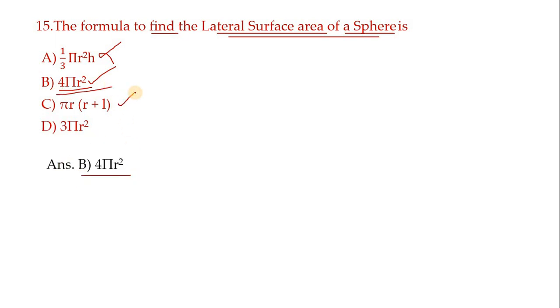And pi r into r plus l is the surface area of the cone, and 3 pi r square is the surface area of hemisphere. Move on to the next one.